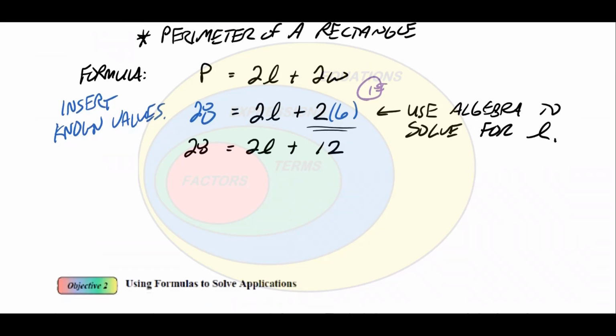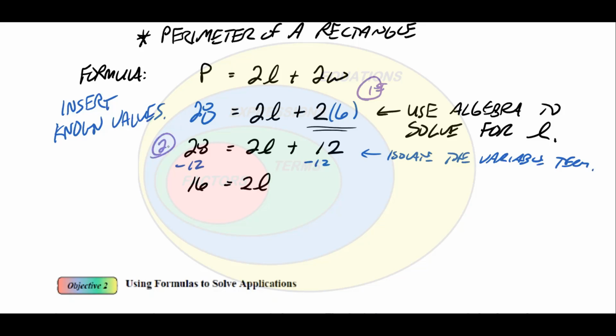The next thing algebra tells us to do is isolate the variable term. And by doing that, I need to zero out the 12 on the right side, which is the same as attaching a negative 12. Or if we think of it, take 28 on the left and subtract 12, and we get 16 equals 2L.